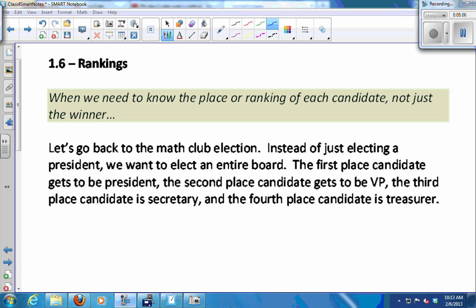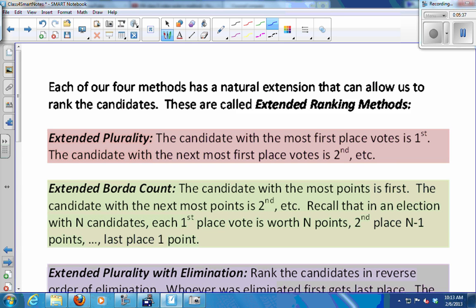We're going to move on to 1.6, which is ranking. This is what we do when we need to know the place of each candidate, not just who the winner is, but who comes in first, who comes in second, who comes in third, and who comes in last. So we're going to go back to the math club election. Instead of just electing a president, we're going to elect a board: president, vice president, secretary, treasurer. First place goes to the president, second place will be vice president, etc.